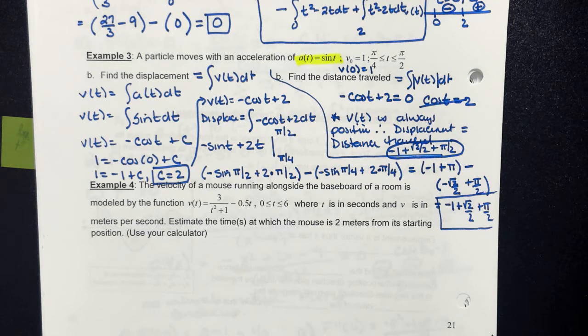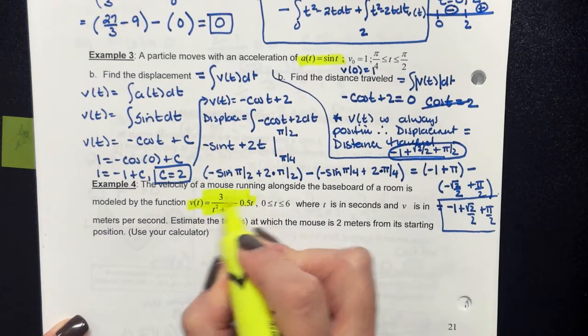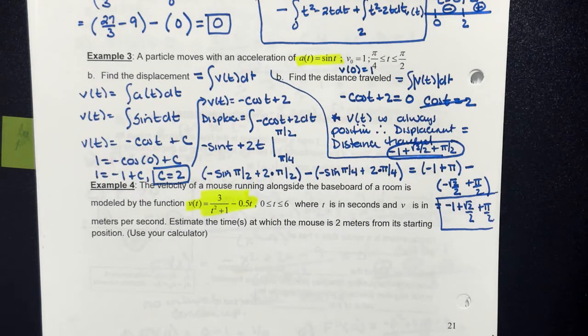So there are going to be times, ladies and gentlemen, where you may actually have to solve for one of your bounds when you're dealing with a definite integral. So let's take a look at example 4. The velocity of a mouse running along a baseboard of a room is modeled by the function. So again, notice they're giving you the velocity function, and the time period we're looking at is from 0 to 6.